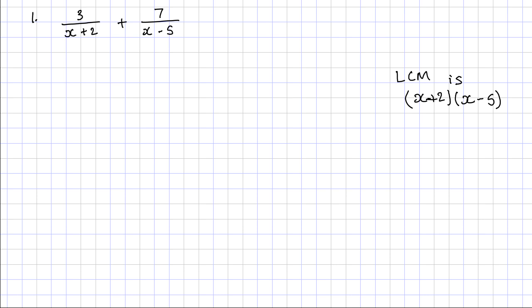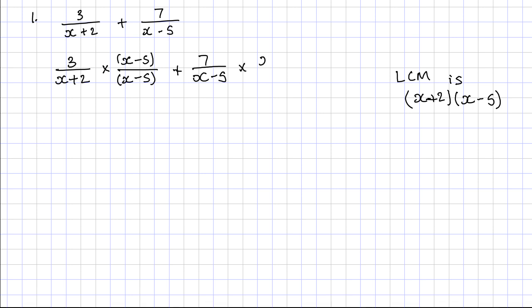Now I'm going to write the first fraction again. So 3 over x plus 2. Now to make the denominator x plus 2 times x minus 5, I need to multiply top and bottom by x minus 5. So times x minus 5 here, and times x minus 5 here. Then I'm going to write my other fraction, 7 over x minus 5. And I need to multiply this fraction by x plus 2 over x plus 2.